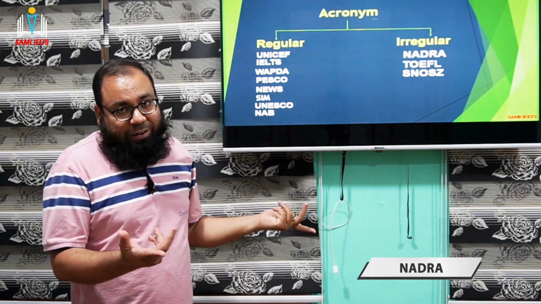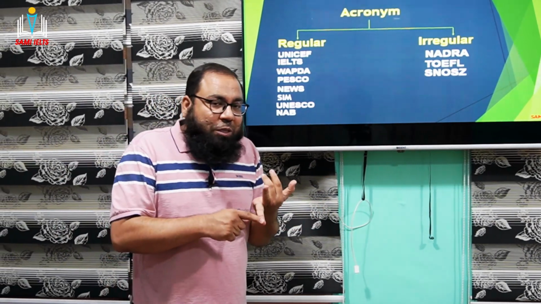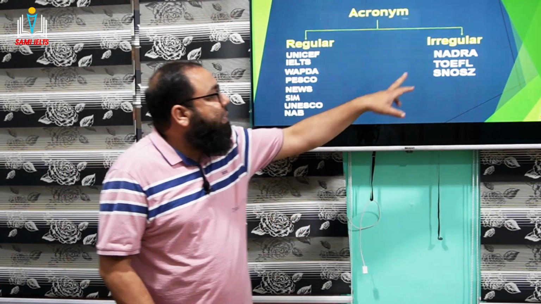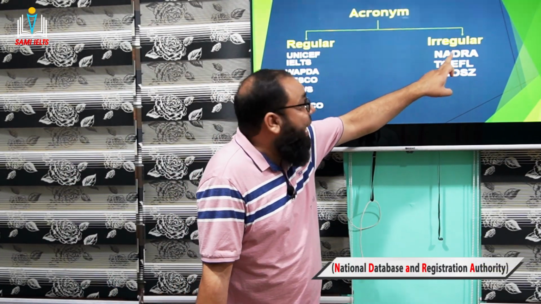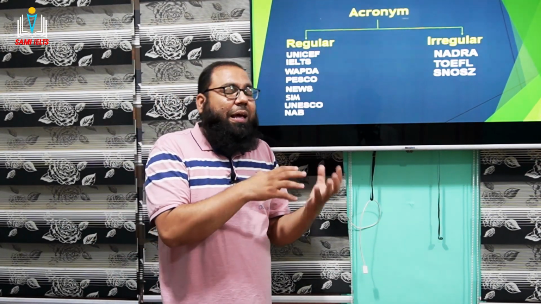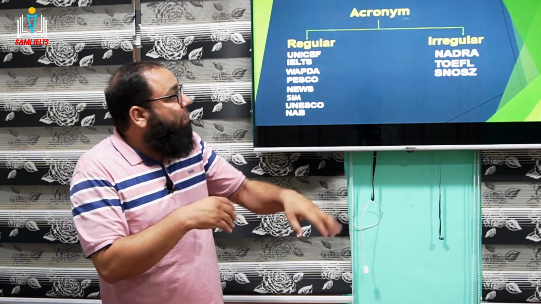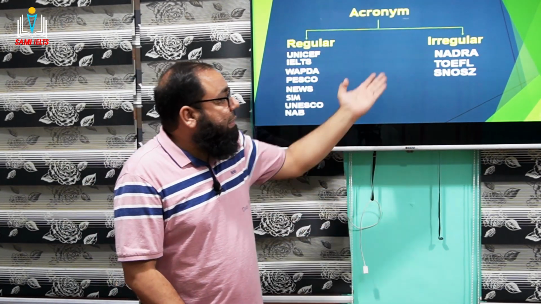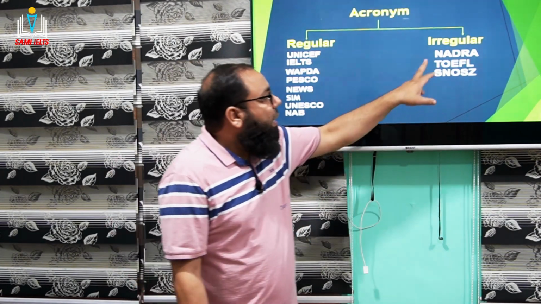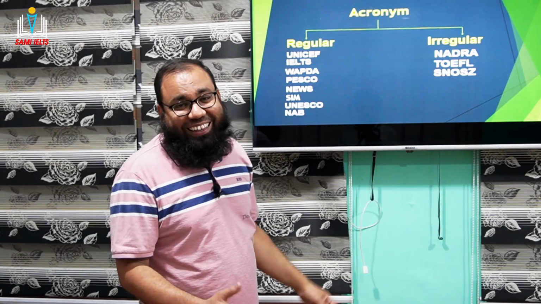For example, NADRA. Now look, we say NADRA, but if you open this word, it stands for National Database and Registration Authority. So it is straight away irregular. The way we write it is not the way it is pronounced. It should be pronounced something like Nadara, yeah?